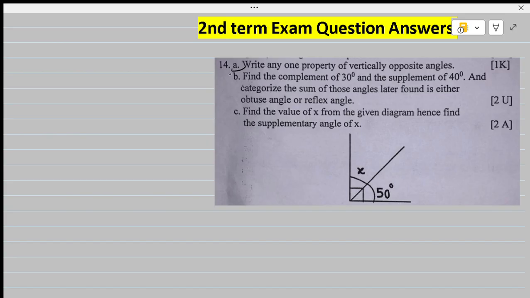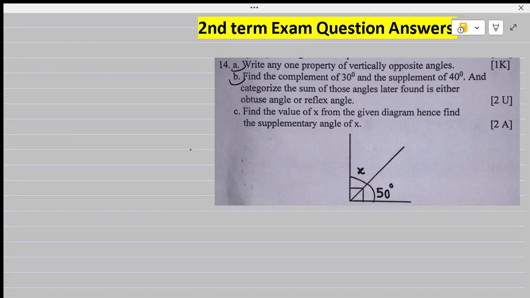Any one property of the vertical opposite angles, is it? So how it forms, that is also its property, and what is the relation between vertical angles or vertical opposite angles, that is another property. Vertical angles form when two lines intersect, so you can say that as a first property. And the second property is that vertical opposite angles are equal. So these two things are the properties of the vertical opposite angles, so either one you can say here.